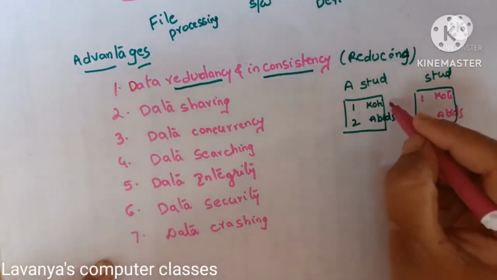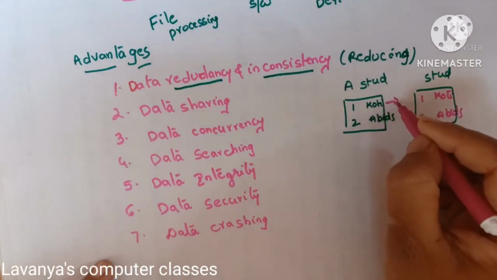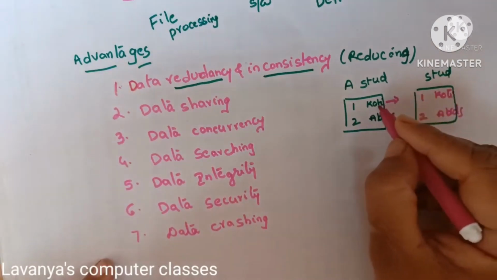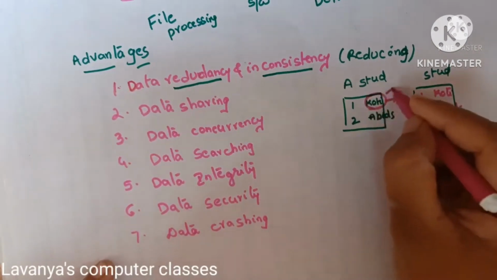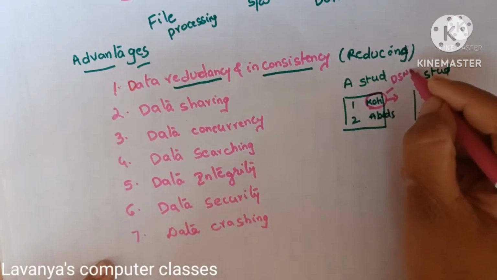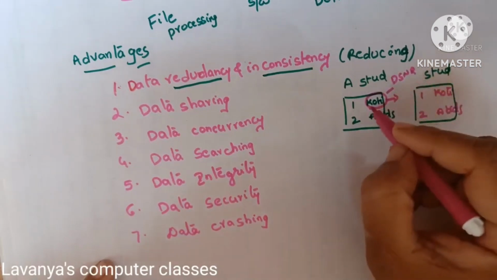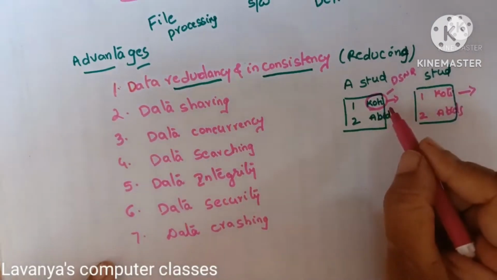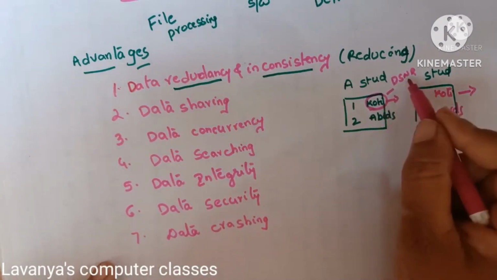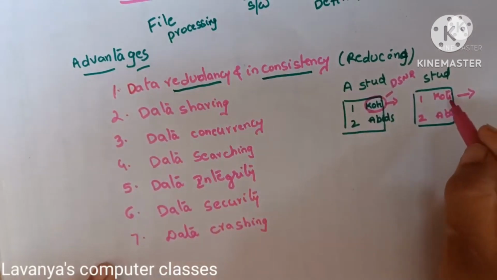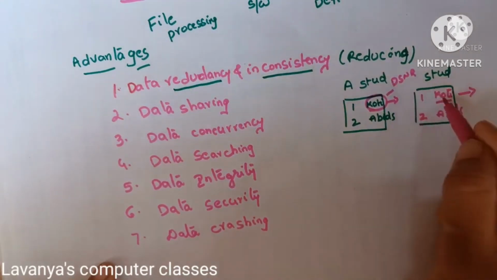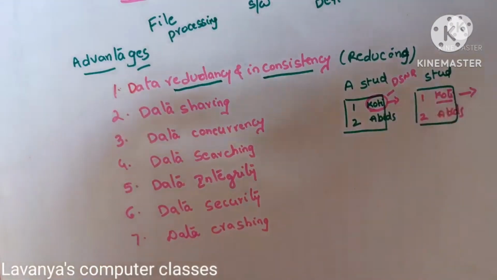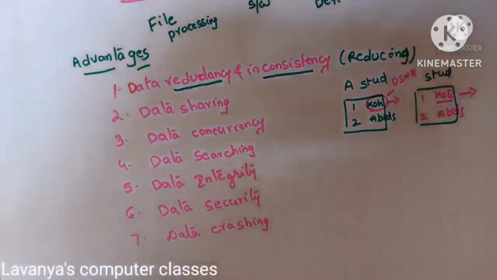So if the first student comes and changes his address: my address is changed, ma'am, from Koti to Dilshuk Nagar. That change is applied in the first file but is not applied in the second file. So according to the first file, what is the address of the first student? That is Dilshuk Nagar. But in the second table, what is the address of the first student? That is Koti. That means data is mismatched. Data is not in consistent form.